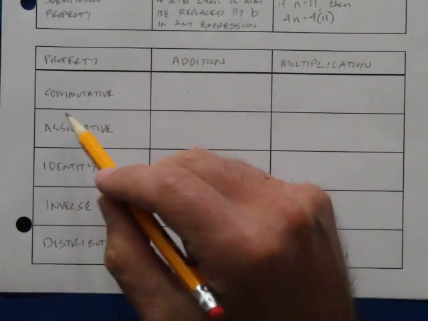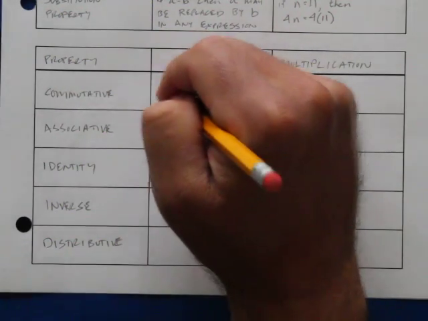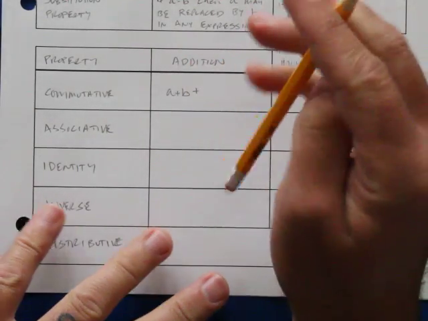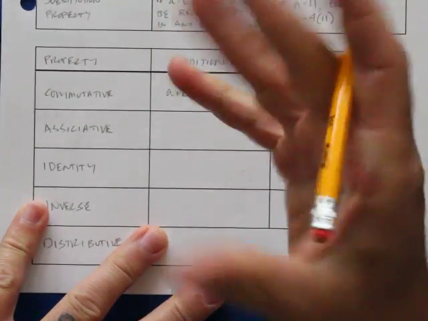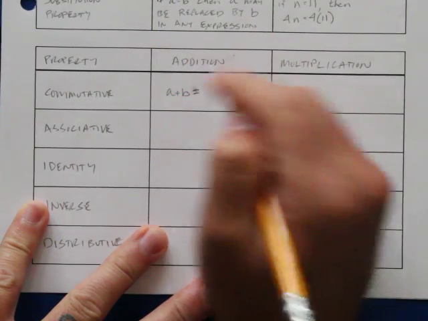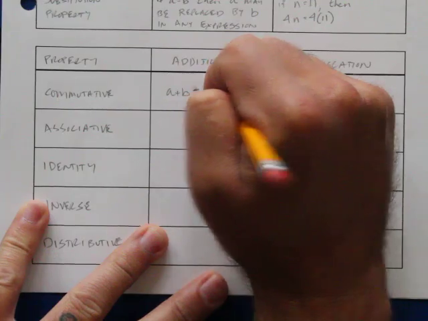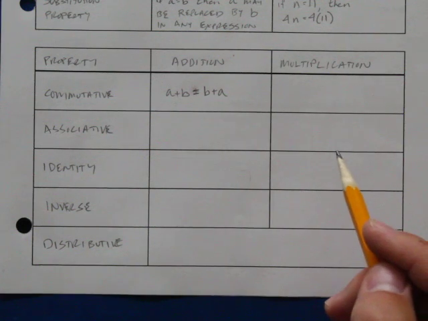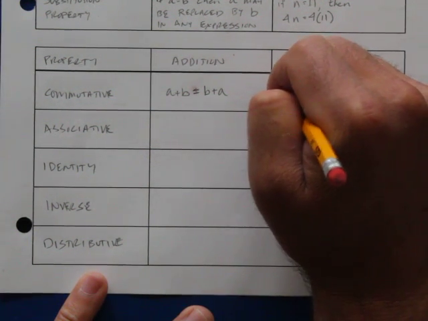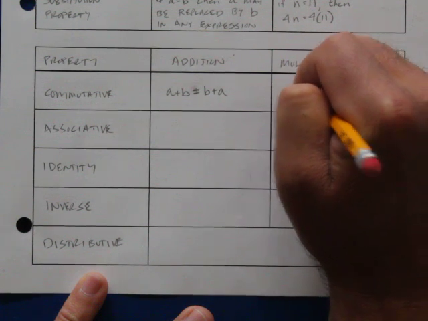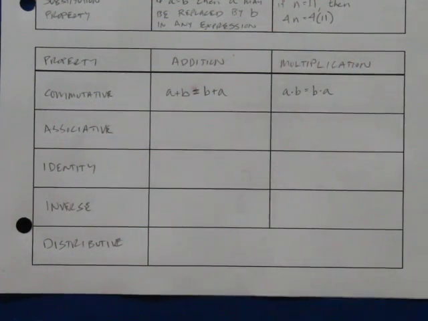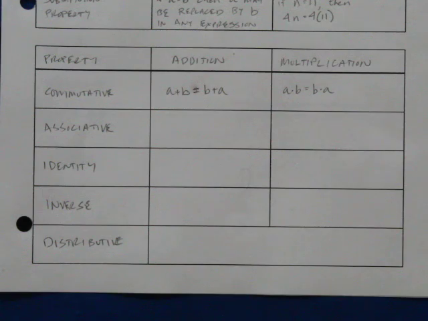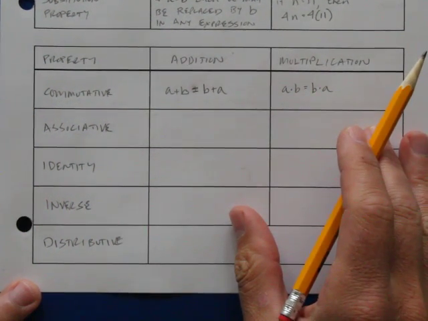Okay, let's look at the commutative property of addition. This says if I have A plus B, then A plus B equals B plus A. It's just saying I can move these around. If I'm adding everything together, it doesn't matter what order they're in. Same with multiplication. A times B equals B times A. So that is commutative property. I can move those around a bit.